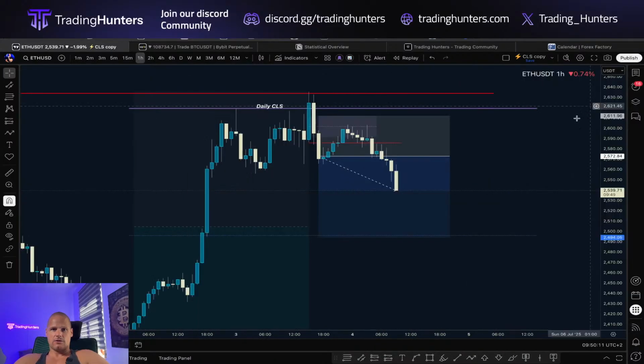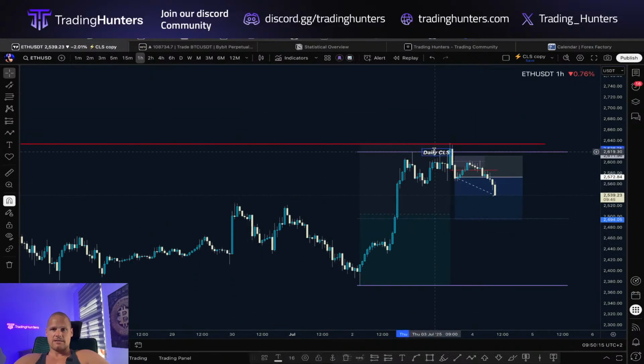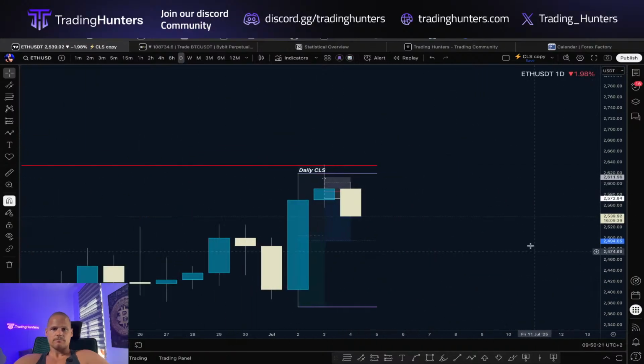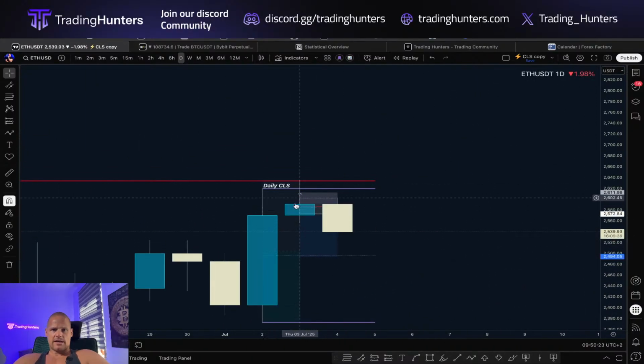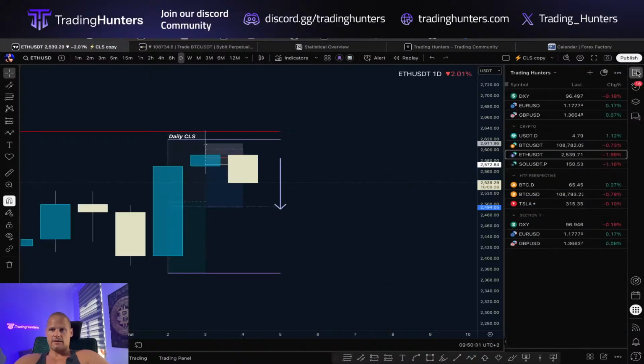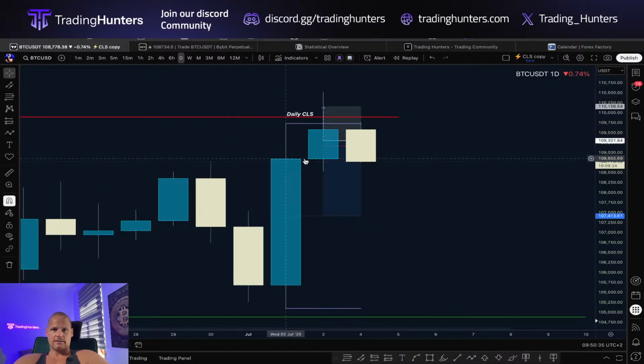Here's the Ethereum, running. Still same thing. We have a daily CLS range, manipulation. Look at the daily, how does it look? So we have a daily range, manipulation, now sending down. Where I'm targeting it, 50%. I'm not looking for anything else. Look at the BTC. Same thing, daily range, manipulation, I'm targeting 50%.